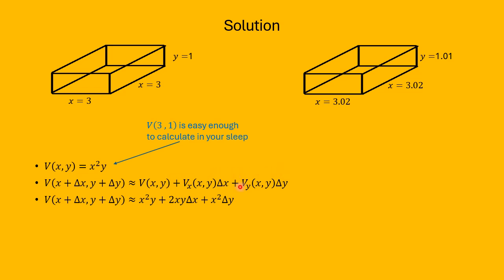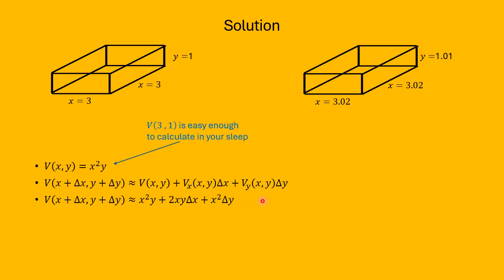So let's plug in what these things are. V of x, y is x squared y. The partial of v with respect to x, if you take the partial derivative of this with respect to x, you just get 2xy, and it's multiplied by delta x. What about the partial of v with respect to y? Well, the partial of v with respect to y is just going to be x squared times 1, and so we just get x squared, and it's multiplied by delta y.